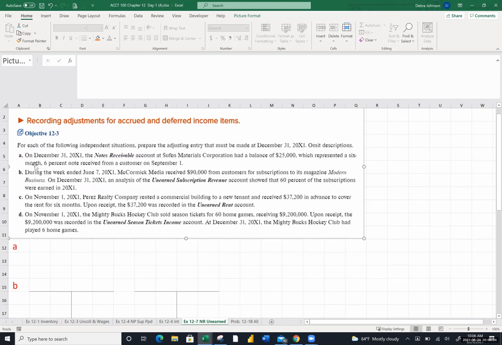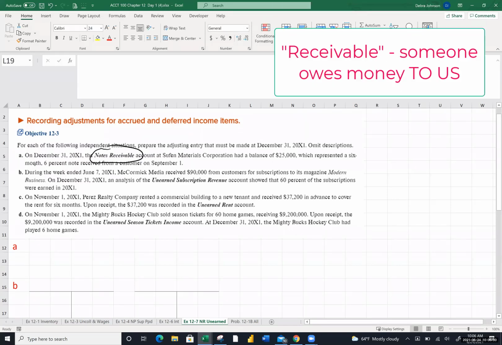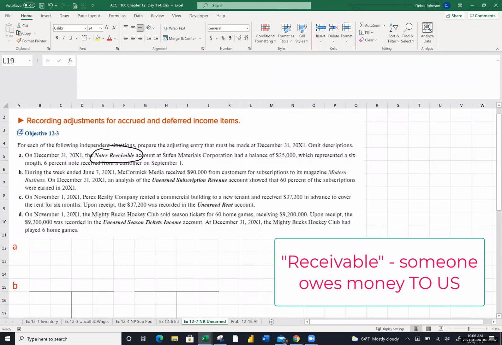It says on December 31st, here's the note receivable account. So now this is interest, but now someone owes us money. So I'm glad we did this one. On the last day of the year, Sufin Materials Corp had a balance in notes receivable of $25,000. There's the principal, which represented a 6-month, 6% note. There's my rate. Received from a customer on September 1st. That's going to be used in my time calculation.